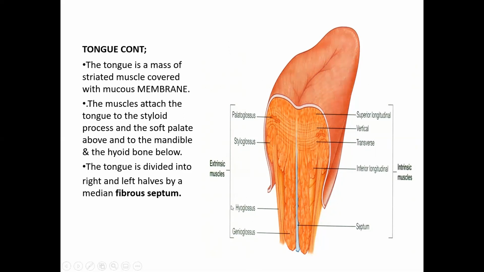All these muscles are supplied by the hypoglossal nerve except the palatoglossus. The palatoglossus muscle is the fifth in the extrinsic muscles. Actually, the palatoglossus muscle is a muscle of the soft palate, but it takes part in the formation of the tongue as well.